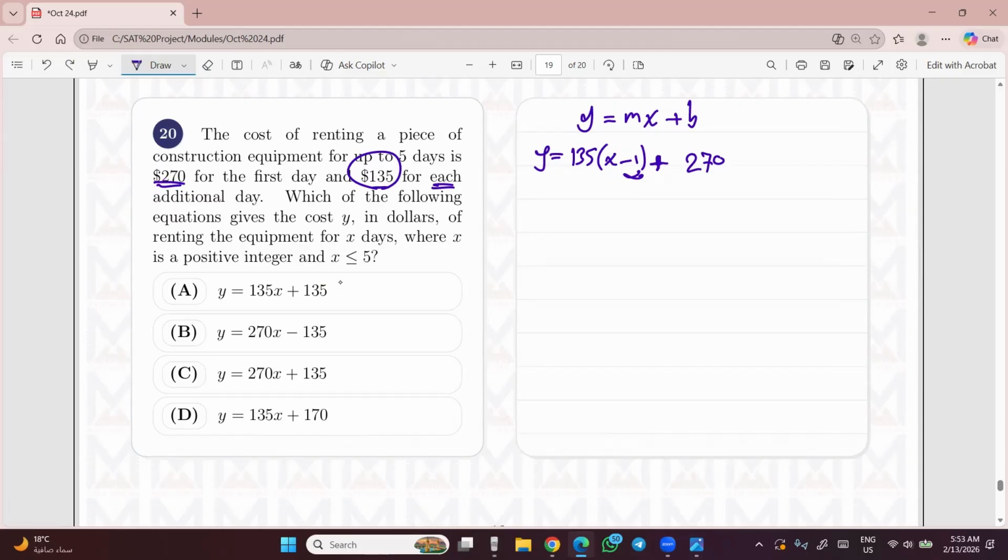So we replace this x by x minus 1 because we exclude the first day, as we already mentioned in the first part in B. So that's how to write the equation. We can write y is equal to 135, just distribute it here, 135x minus 135 plus 270. And of course, these are like terms. We need to combine them. So y is equal to 135x plus 135, which is the difference between these two numbers. And now the answer is letter A.